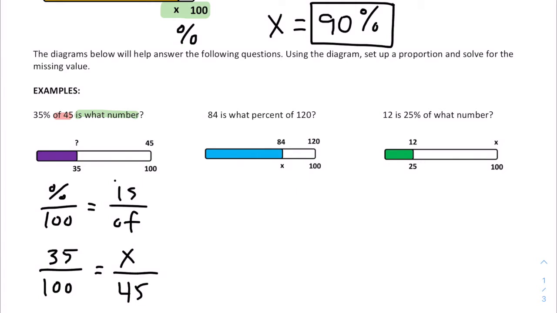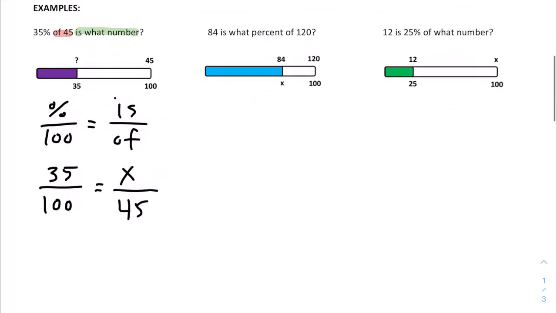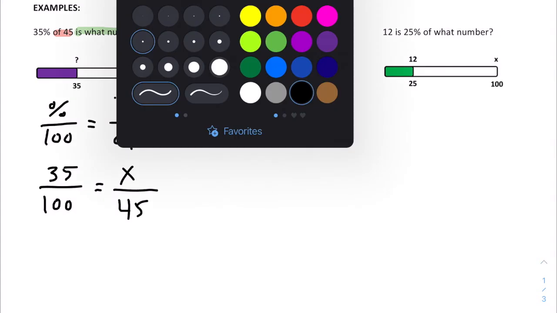Okay, so another way to think about it is with this graphic here. The total, or the whole, is the of, so 45 is the total length of the bar. The question mark represents the is, what number is equal to the purple amount of the bar. Well, we know it's 35%. Now we just need to know what 35% of 45 is. So, all right, we can keep going and cross multiply.